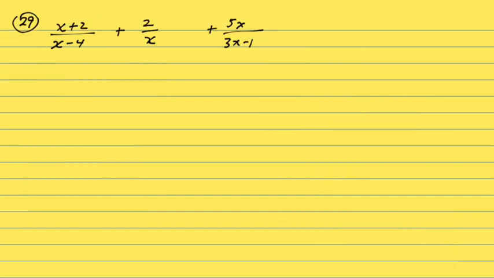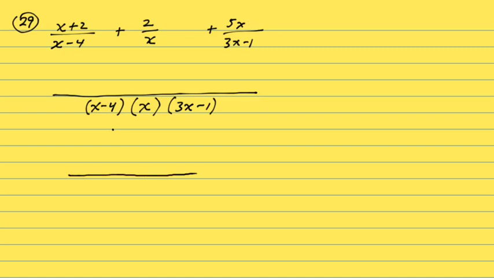Okay, after 23, we got somebody that asked 29. This has three different things. So my common denominator will probably be all of them multiplied together. x minus 4 times x times 3x minus 1. So again, that's going to make my denominator into x minus 4, and 3x minus 1. Now there's a plus, excuse me, and a plus. I may just erase and move this 29 up a little bit to make a little room.